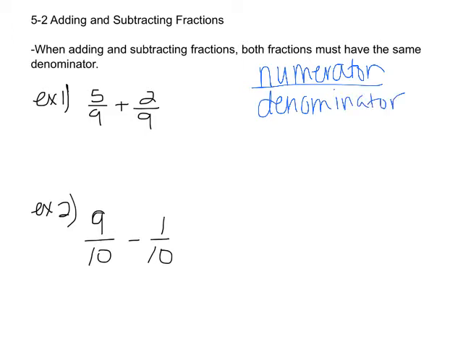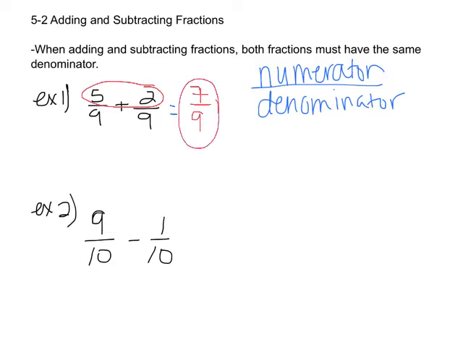So let's take a look at our first example. We have 5/9 plus 2/9. And I notice that automatically I have the same denominator. So what I'm going to do is add our numerators first. So I'm going to get 7 because 5 plus 2 is 7. And I'm just going to keep the denominator. I don't do anything with my denominator. So if I have 5/9 and I'm adding 2/9 to that, I'm going to get a total of 7/9.